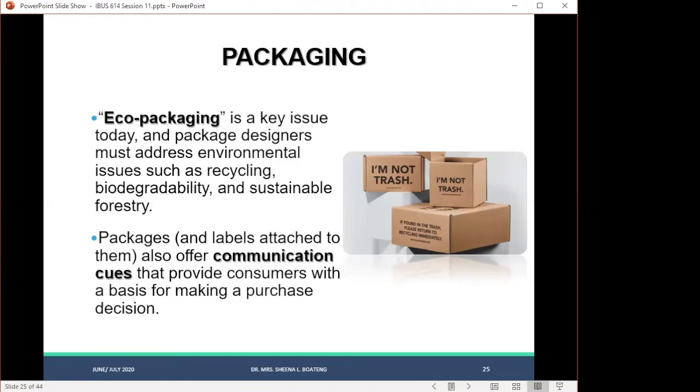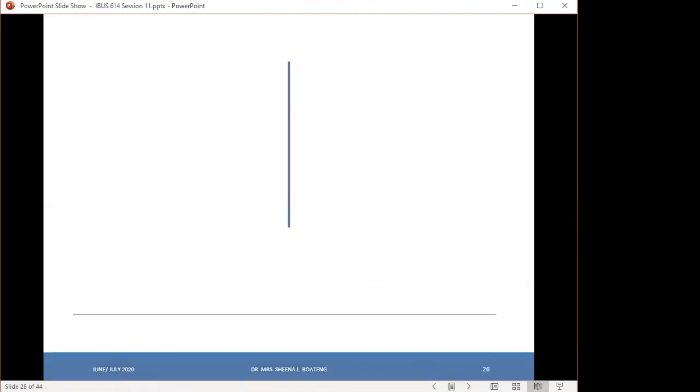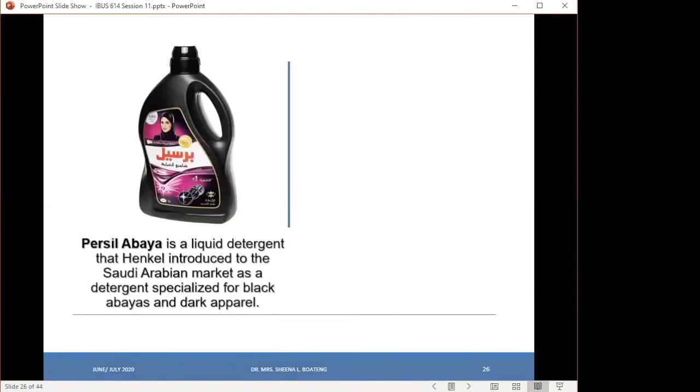At the same time, too, packaging also serves as communication cues because people are not always able to look at the contents of a package. So all that they have to learn about the content of a package and whether or not it is best suited to satisfy their needs is from the packaging of the product. So we have to make sure that as marketers, the communication that we put on our packaging is up to par, right? So let's look at some examples.